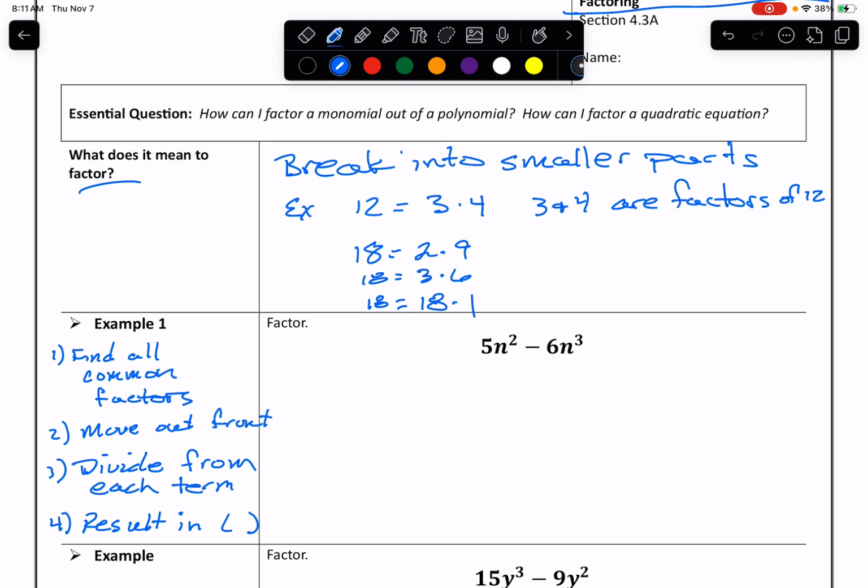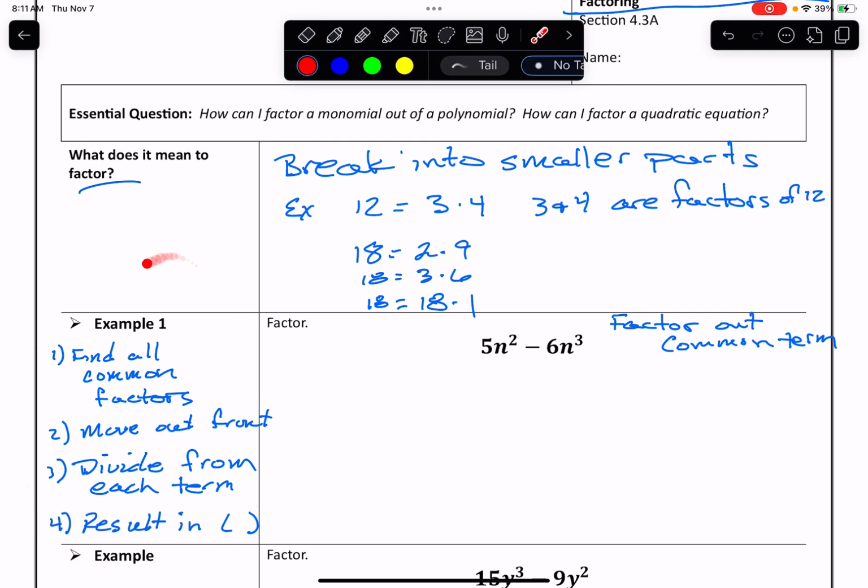So, first thing is factor out common term. And to do that, I wrote the directions over here on the left side. Okay, right over here. And what we're going to do is we're going to find all common factors. We're going to move those factors out front. We're going to divide that from each term, and the result is what's left in parentheses. Okay? So if you need to take a moment to stop the video and write that down, that's great. But I'm going to keep going here.